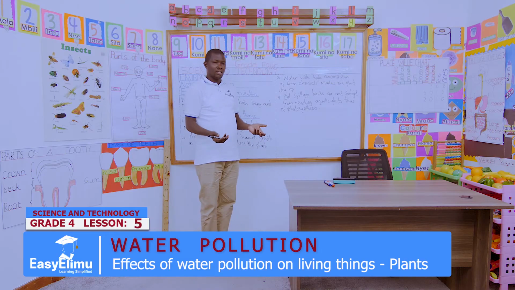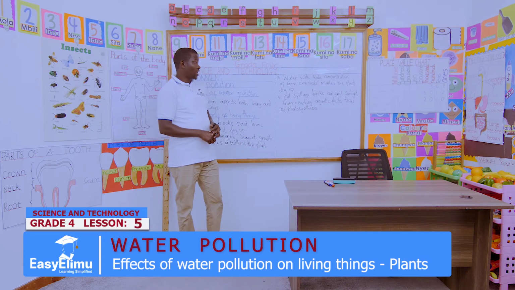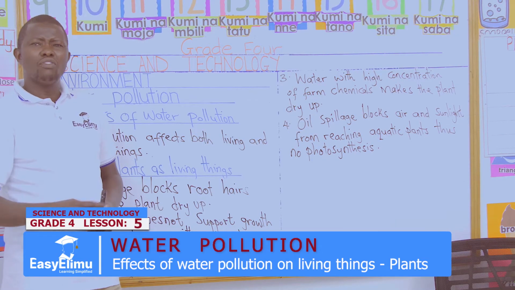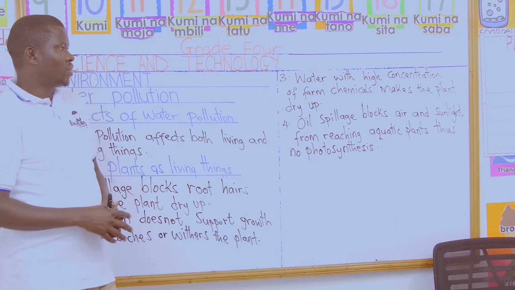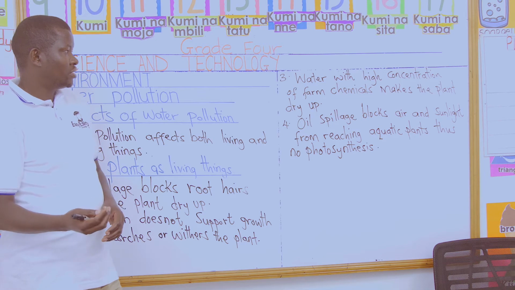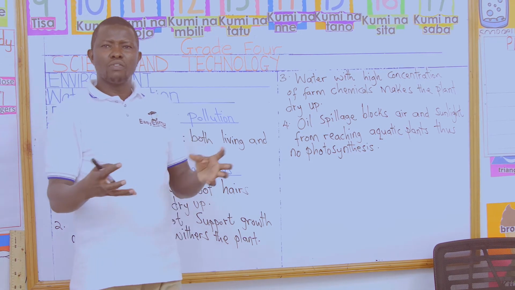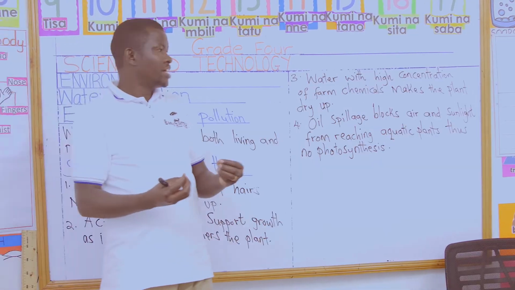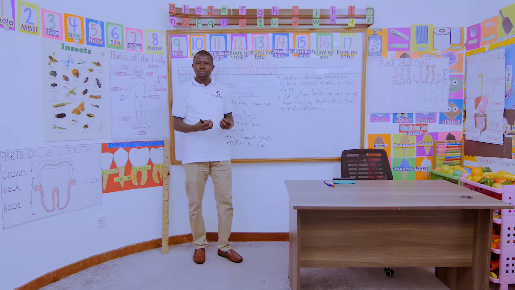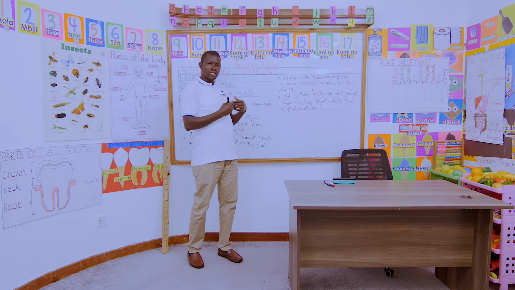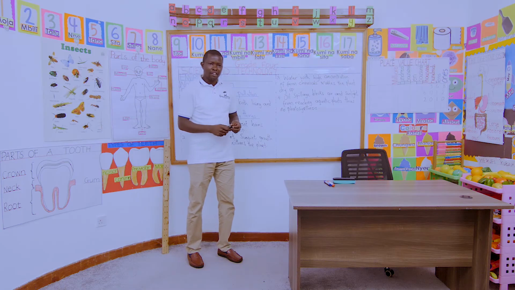They have no use. We have also seen from the discussion that farm chemicals, when they are of high concentration, will scorch the plant also. They will scorch the plant because of the chemicals, and once the plant has been scorched, it will start drying, and at the end, it dries up. So that is another effect.